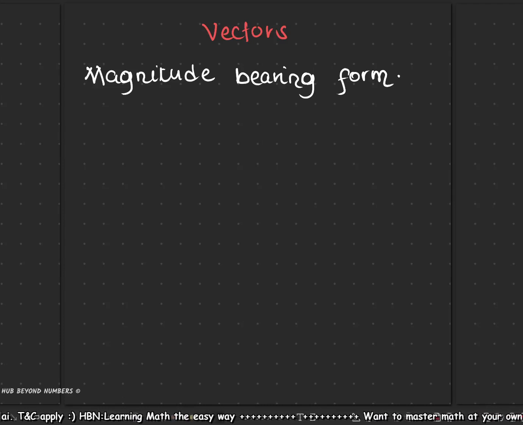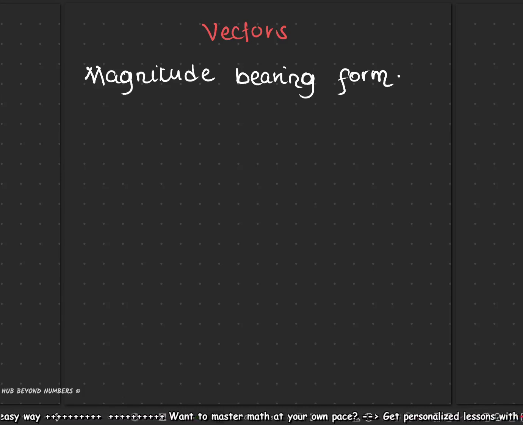In this video, we are looking at another form of representing vectors, and that is the magnitude bearing form. In our previous video or lesson, we looked at the column or the component form. In this one, we are looking at the magnitude bearing form. Without much ado, let's quickly go into it.